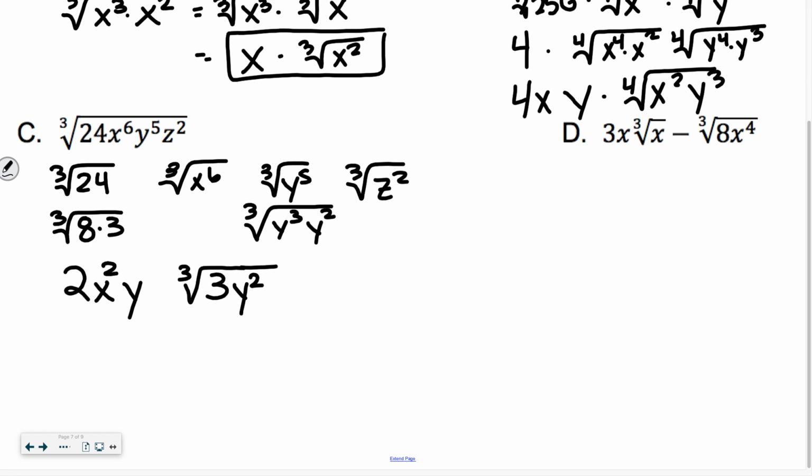And then the cube root of z squared. Think about that as a rational exponent, 2 over 3. You can't even get 2 into 3, right? You don't have enough. So that one's stuck underneath. Nothing gets to come out for the z's. There's not enough z's to bring one out. There has to be at least 3 of them.